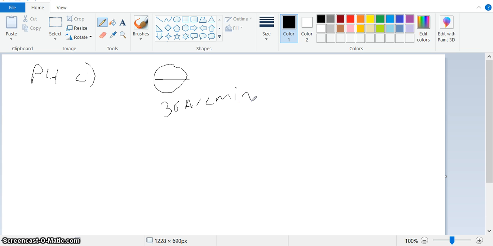Okay, so if you know that the moon is 30 arc minutes, and you use the information that you got from part B, we already worked this out. Remember this was what for part B, here, let me write this down. So in 1 minute, the moon moved 15 arc minutes.